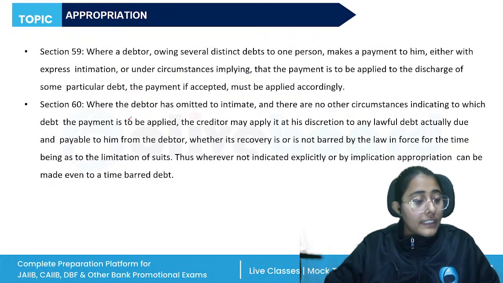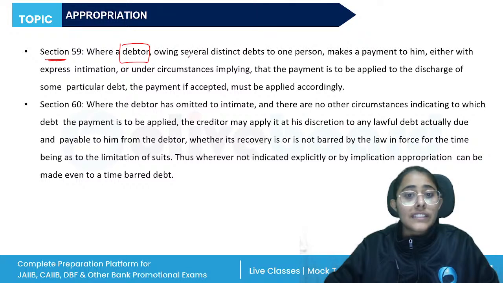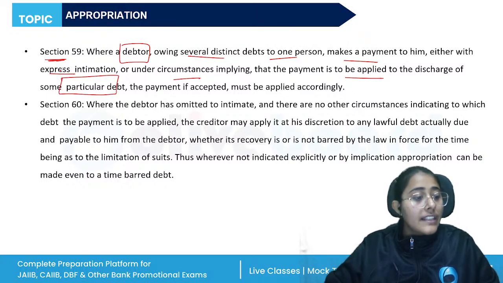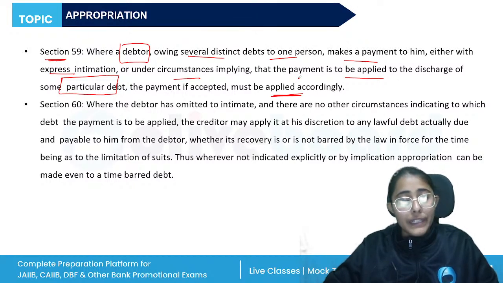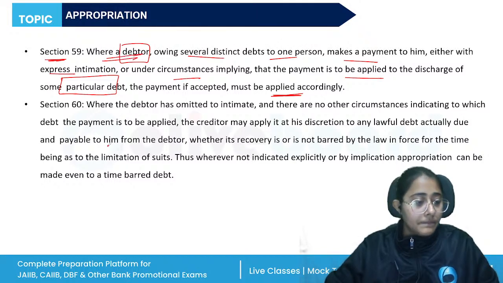Now, there are three important sections under appropriation: 59, 60 and 61. Section 59 says where a debtor owing several distinct debts to a person makes payment to him either with express intimation or implying that the payment is to be applied to the discharge of some particular debt, then the creditor has to accept it. The payment should be accepted and must be applied accordingly. So the first priority of making the implication or intimation for the appropriation lies with the debtor, right?